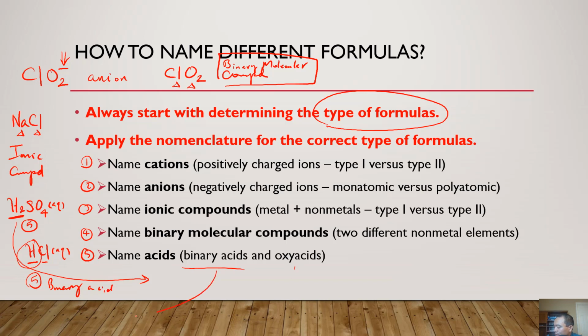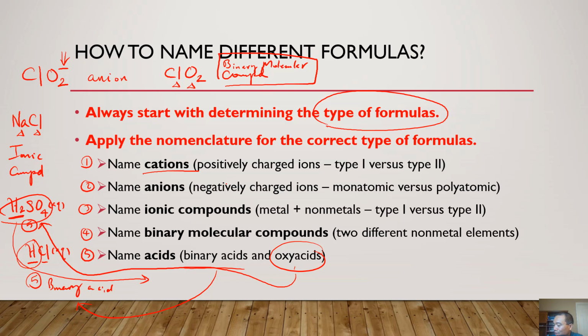See, that's a binary acid. Then the other acid, like sulfuric acid over here, is a so-called oxyacid because it does contain oxygens. Okay, so it's extremely important for you to know before you name anything: you must start with the type of formulas. If you're not able to determine what type of formula you have, you will never be able to name a formula correctly. So let's first talk about how to name cations.